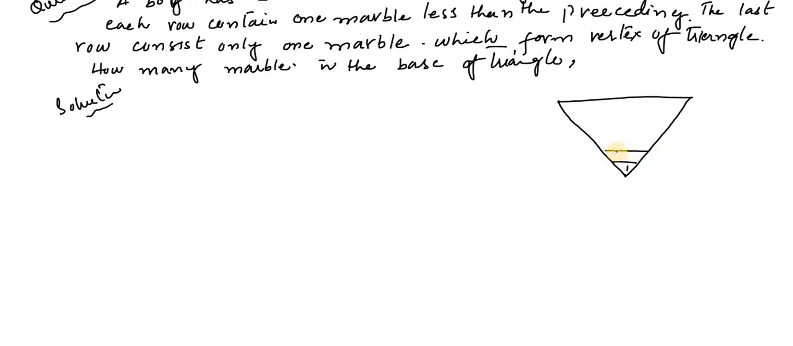The second last row has two marbles, because each row contains one marble less. So if there are two marbles, then the last row will be one, and here three marbles, and so on up to n marbles: n, n minus 1, n minus 2, and so on, 5, 4, 3, 2, and one marble in the base of the triangle.